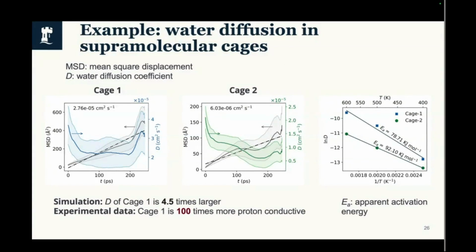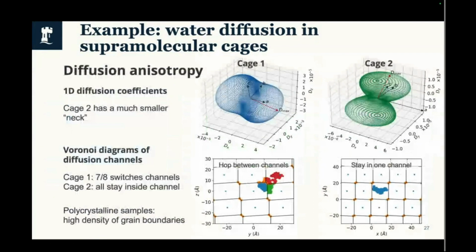So we did analysis on the diffusion coefficient and anisotropy by calculating the one-dimension diffusion coefficient along different directions, which is just a mesh grid of directions. And we found that cage 1 has much smaller necks, as you can see in the one-dimension diffusion coefficient, compared to cage 2.